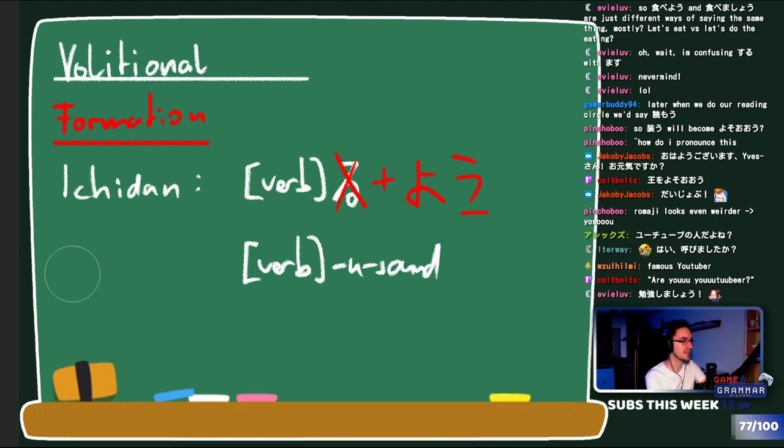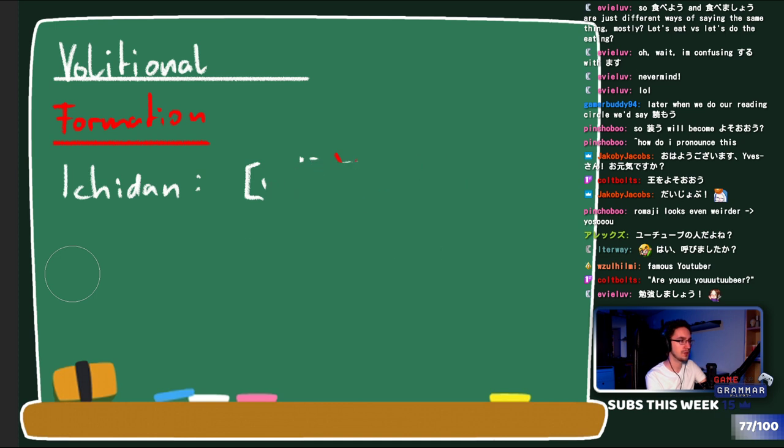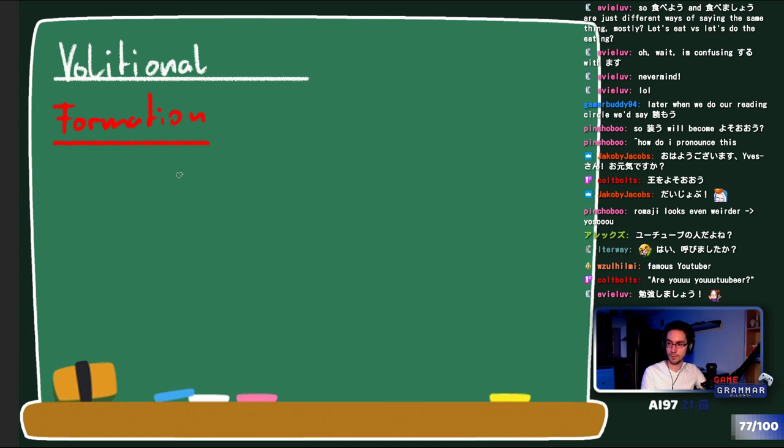Okay, so this is how you make the volitional for ichidan and godan verbs. Keep that in your mind. Vowel shifts. We've done many vowel shifts, so you should be familiar with the concept. If you're not, go watch the other episodes. It's always kind of the same thing whenever we do negative or whatever. Next up, how do I make this polite?